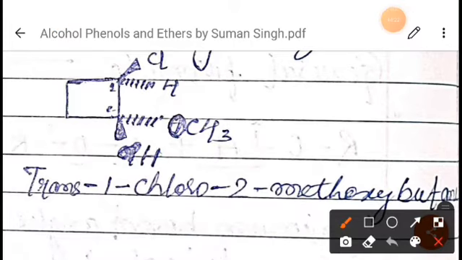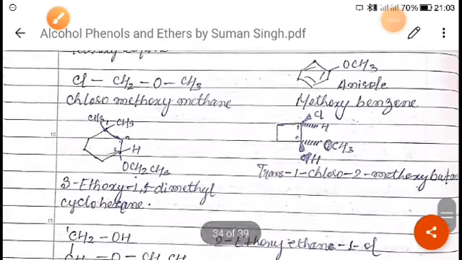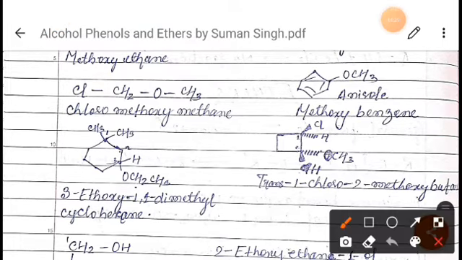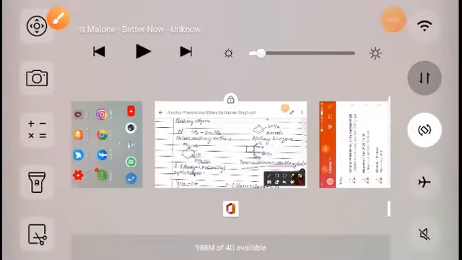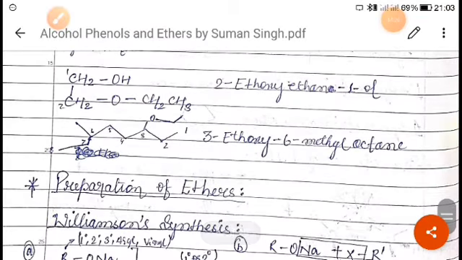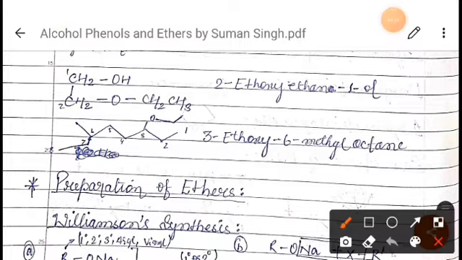4 carbon means it will be butane, right? So as you can see, I have written here. Now next we will see how we will give the numbering.